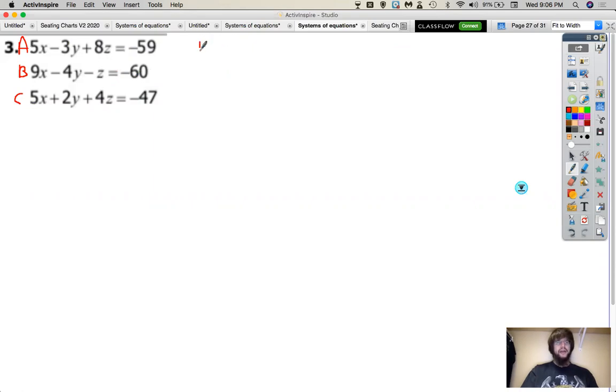Well, I know I need to do A and B, but not just B. What do I need to do to B to make the z cancel out? I need to multiply by 8, a positive 8. So I'm going to write down 8B.